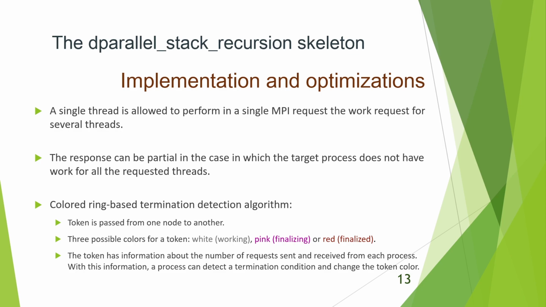Finally, to detect the completion of the algorithm, a well-known colored token system has been implemented, where the token is sent from process to process following a ring scheme. By default, the token color is white, and it means that the algorithm is working and has not yet been completed. Information on the number of requests sent and received by each process is also sent with this token. With this information, a process can detect a termination condition and change the token color from white to pink. This color means that the computation must be complete. It allows pending communications to end, but new requests are not allowed. When all communications are finished, the token turns red, and the algorithm ends definitively.